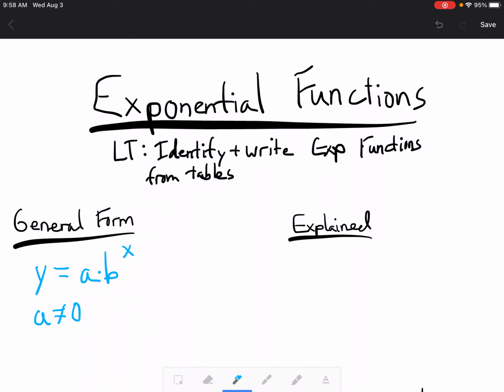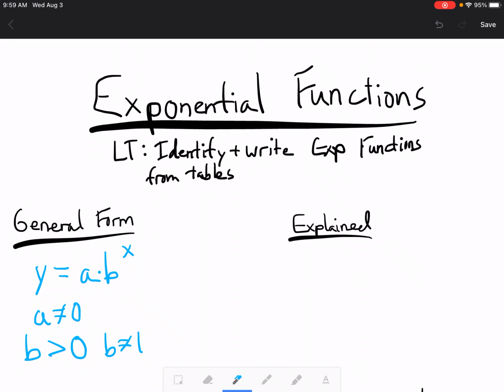Now b has a couple other restrictions on it. B is going to be something that is greater than 0, and b cannot equal 1. All right, because if b equals 1, then you're just doing 1 raised to a power, and that's just always going to be 1. And again, that's boring. That's not really exponential.